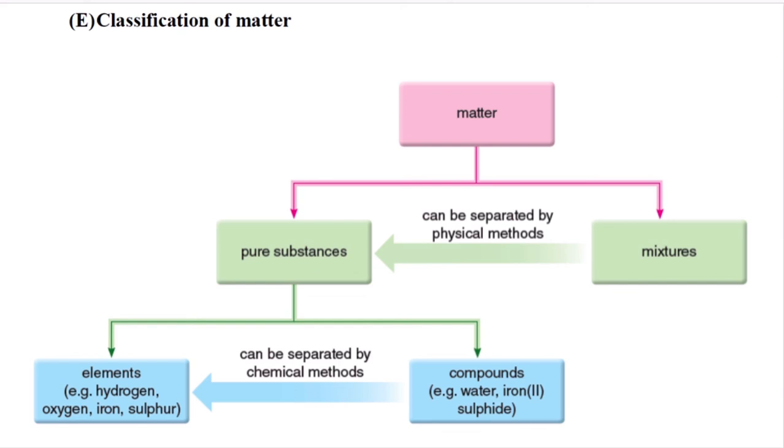Okay, so we classify matter as pure substance and mixture. For pure substances, we have elements and compounds, okay? For a mixture, they have many different components here. They can be separated by physical methods back to pure substances. And for a compound, if we want to take back the elements, we need to separate them by chemical method in order to get the elements.